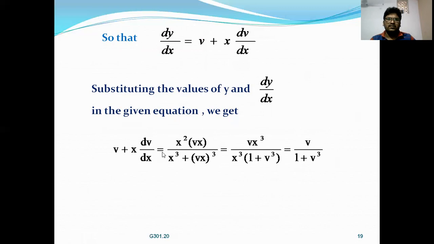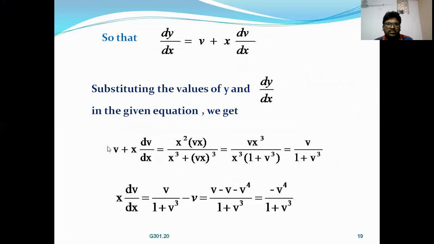Now substitute here y is equal to vx. The equation becomes, on the left side, v plus x dv by dx, and on the right side, substituting y is equal to vx, we get x into x cube, x square into x is x cube. In the denominator take x cube common. This x cube gets cancelled. Then you will get v by 1 plus v cube.